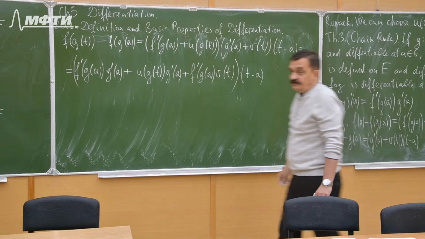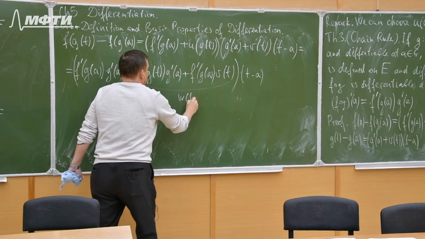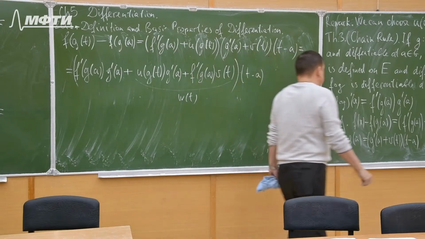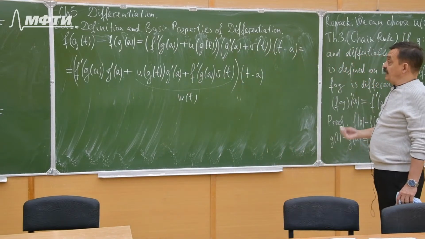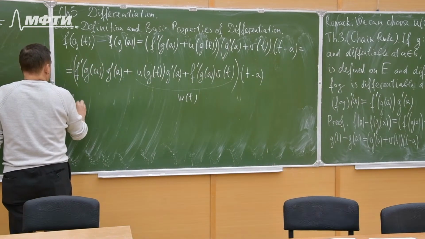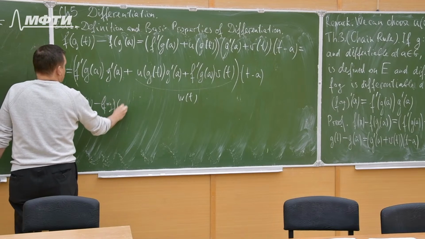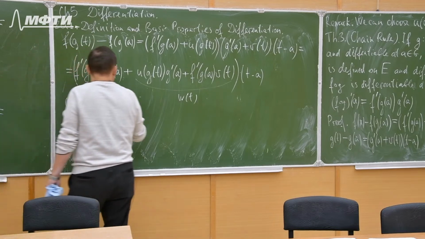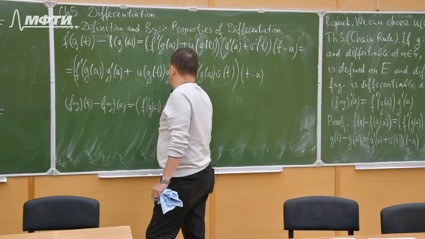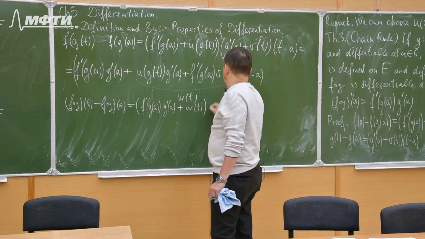Denote everything except the product of our derivatives in brackets by W of t. Then we have the desired equality for the composition. So we have f composition g at t minus f composition g at a equals f prime at g of a times g prime of a plus W of t times t minus a.